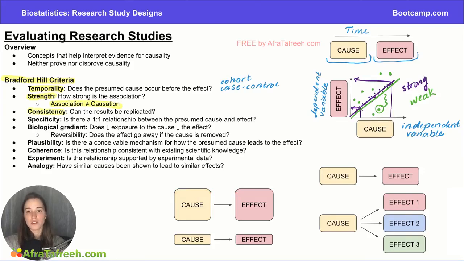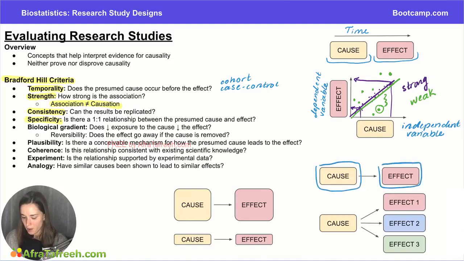So if other researchers can do the same study and see similar results, that provides a stronger case for a causal relationship existing. The next concept is specificity. Specificity asks, is there a one-to-one relationship between the presumed cause and effect? So here you can see that the independent variable is driving the dependent variable, whereas in this case, the independent variable we're interested in is leading to changes in multiple outcomes.